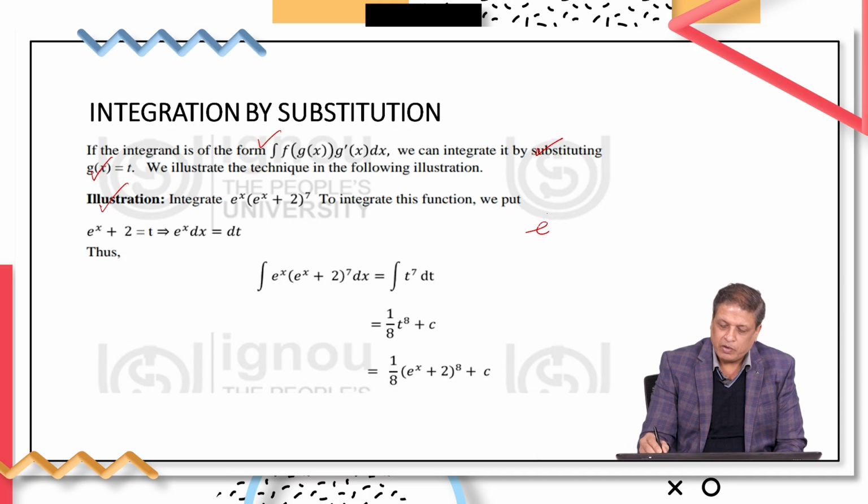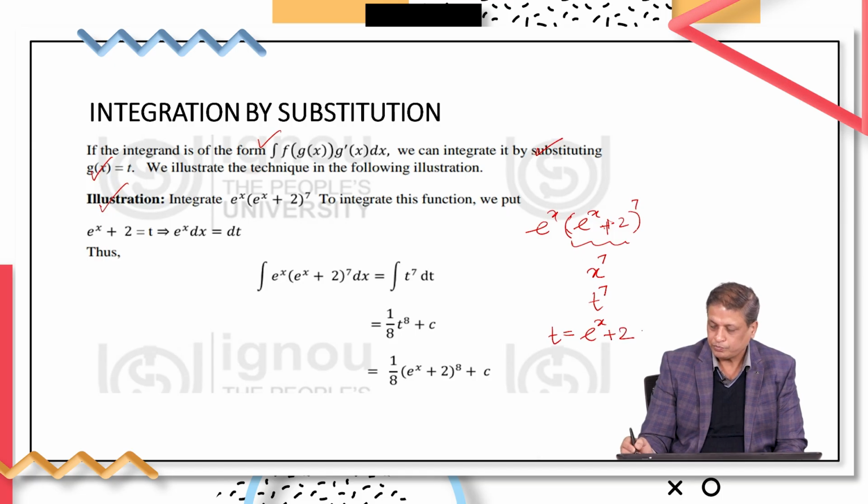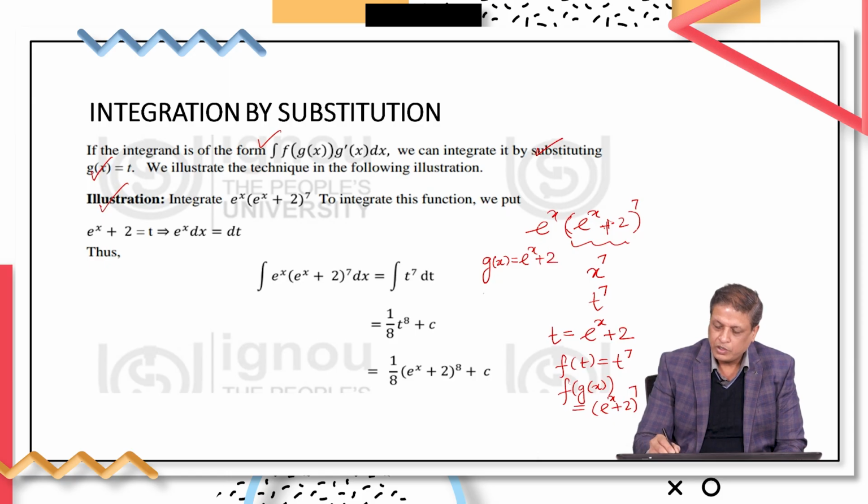Let there be a function e to the power x into (e to the power x plus 2) to the power 7. Looking at this function, we substitute t to the power 7, that means we are substituting t is equal to e to the power x plus 2. So the function f(t) is t to the power 7, or f of g(x) is equal to (e to the power x plus 2) whole to the power 7. Now, taking the derivative of g(x), where g(x) is e to the power x plus 2, g dash x will turn out to be e to the power x.